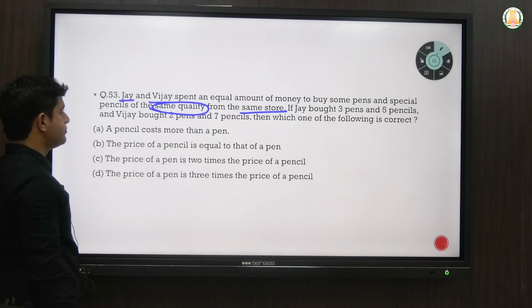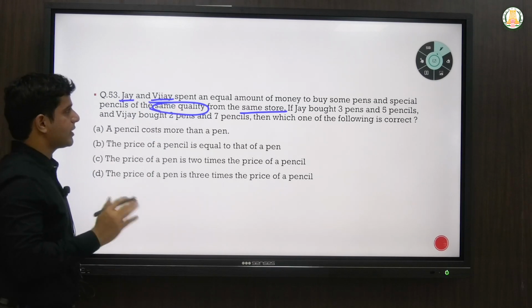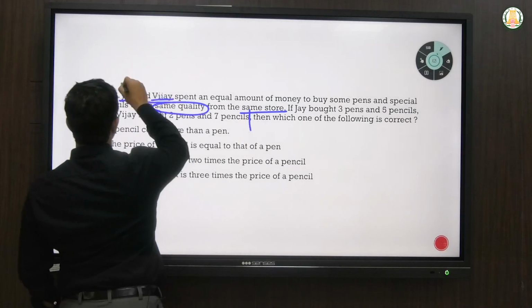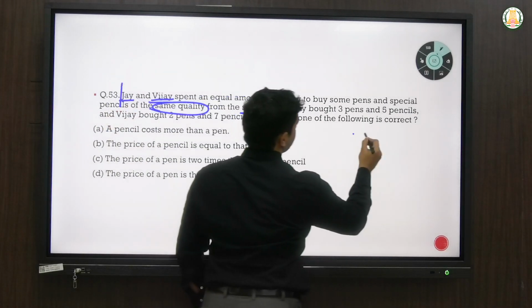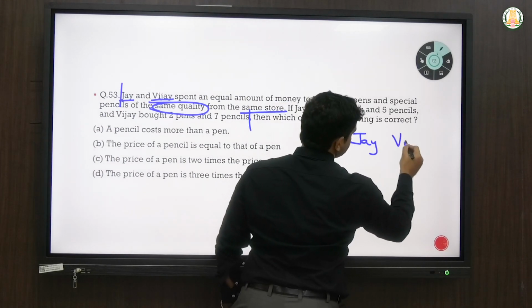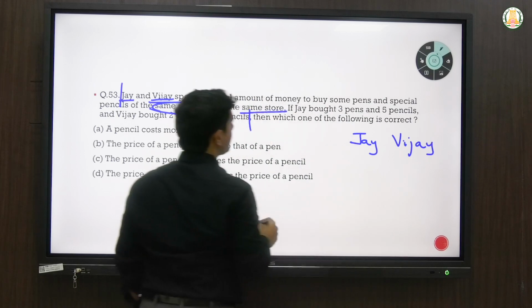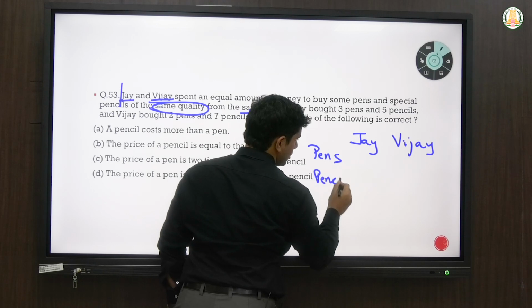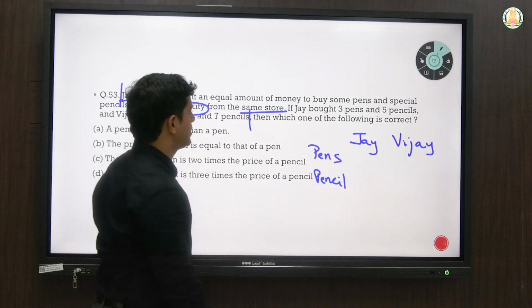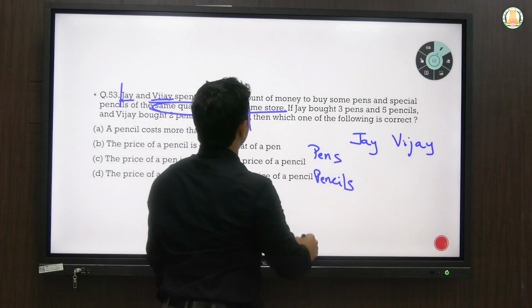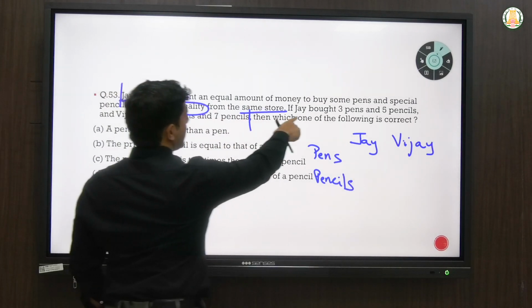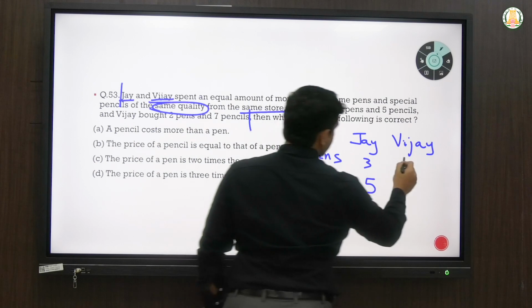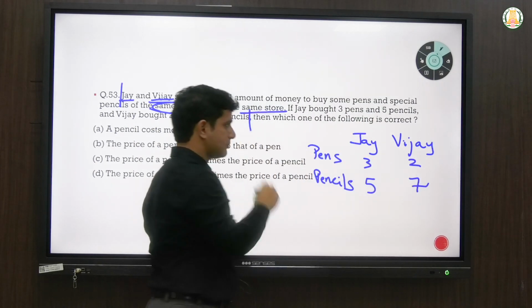Okay. So now we have to find out the price of pens and pencils based on the given data. So let's represent it again in figures. We have J and we have Vijay. How many pens and how many pencils? If you put your information like this, it will be easier for you. J bought three pens and 5 pencils. Vijay bought 2 pens and 7 pencils.